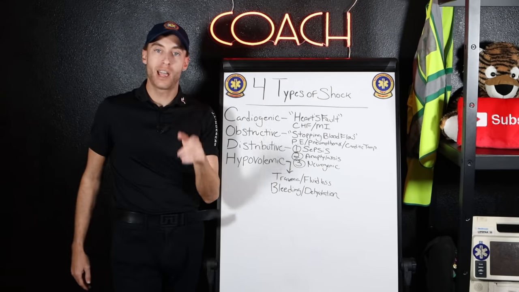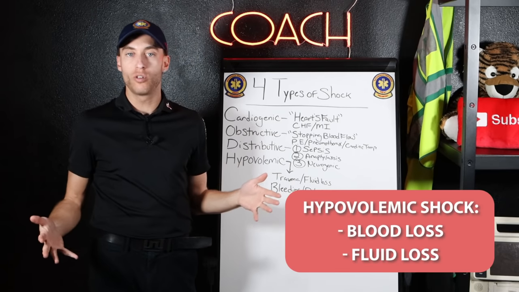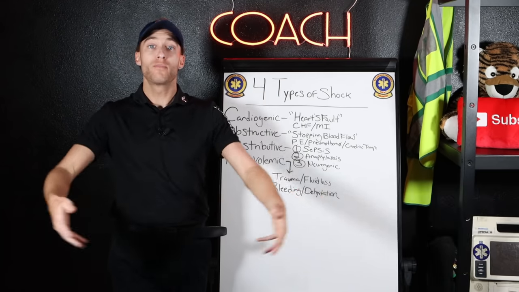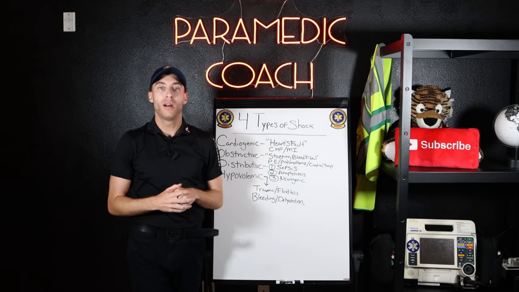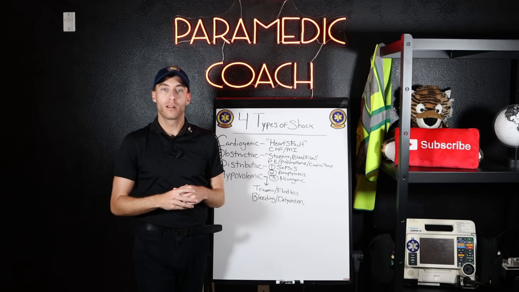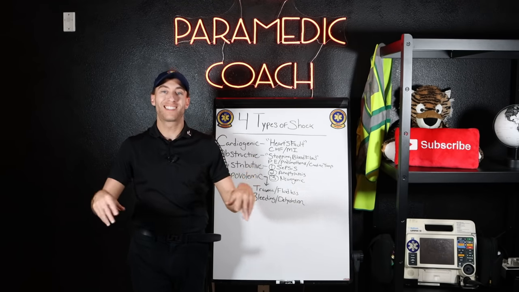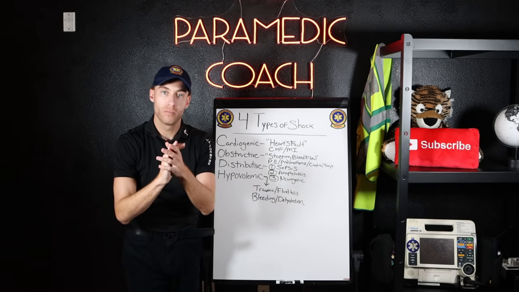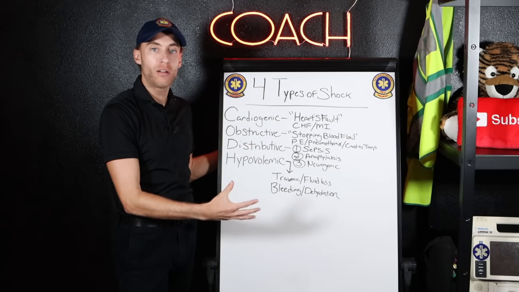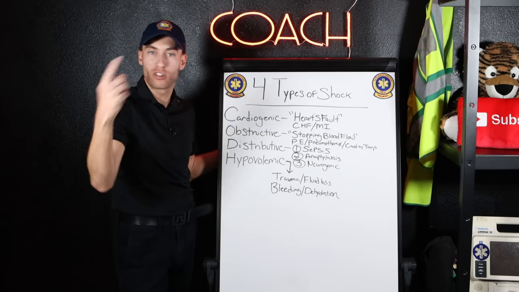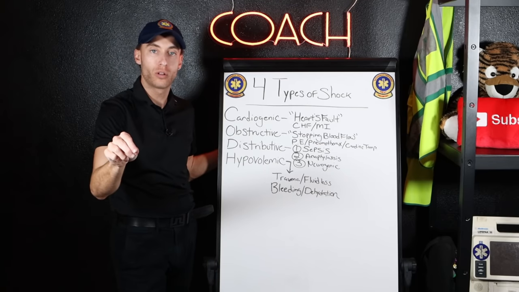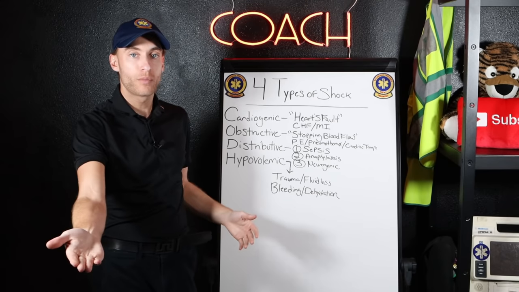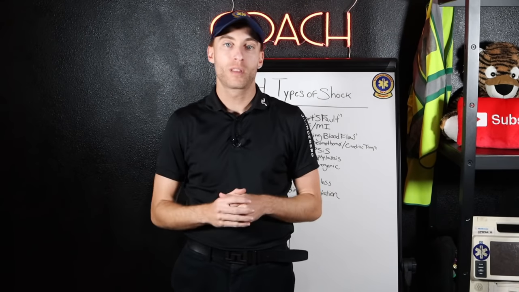Now, finally, is hypovolemic. Hypovolemic has to do with blood loss, fluid loss, okay? So I can be severely dehydrated, hypovolemic. I can bleed out, hypovolemic, okay? It's got to do with blood or fluid loss. It's the classic shock. I get shot, I'm bleeding out, hypovolemic. Make sense? This right here is your four types of shock. Keep watching this over and over again so you have it down cold. And let's move on now to the next piece, which is sympathetic versus parasympathetic with our nervous system.